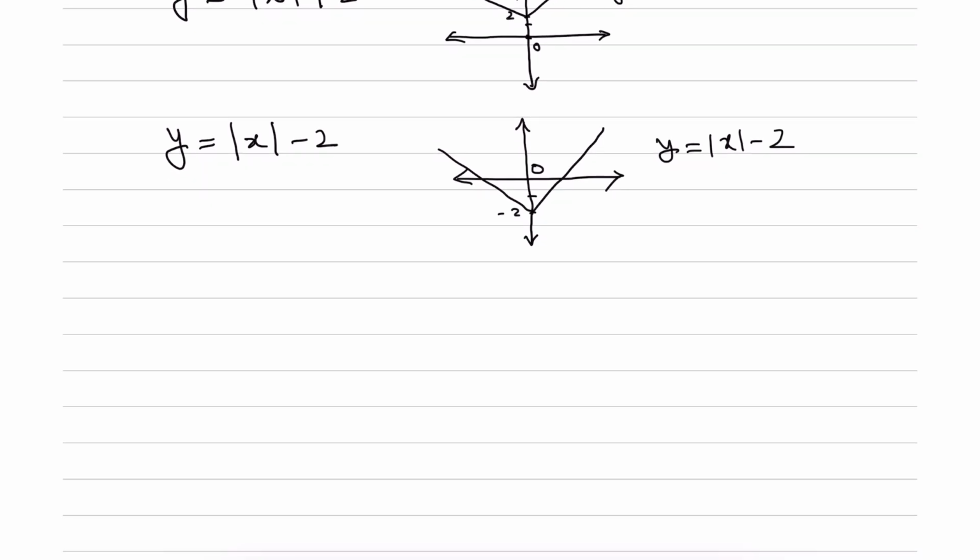Now, again, let's very quickly sketch the same graph, y equal to |x|. You know that it is a V shape.